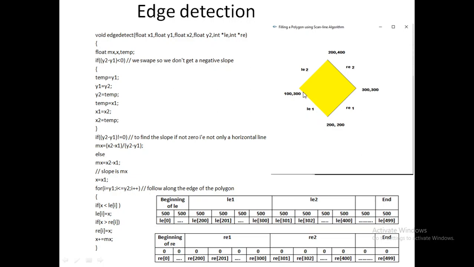Can you tell me the slope of this edge? Is it positive or negative? So this is a negative slope and this is a positive slope, and here also you see this is a negative slope and this is a positive slope. So this is to swap: we swap the edges so as not to get a negative slope. You can see the comment here, we swap so we don't get a negative slope. Okay, we'll see the first edge.